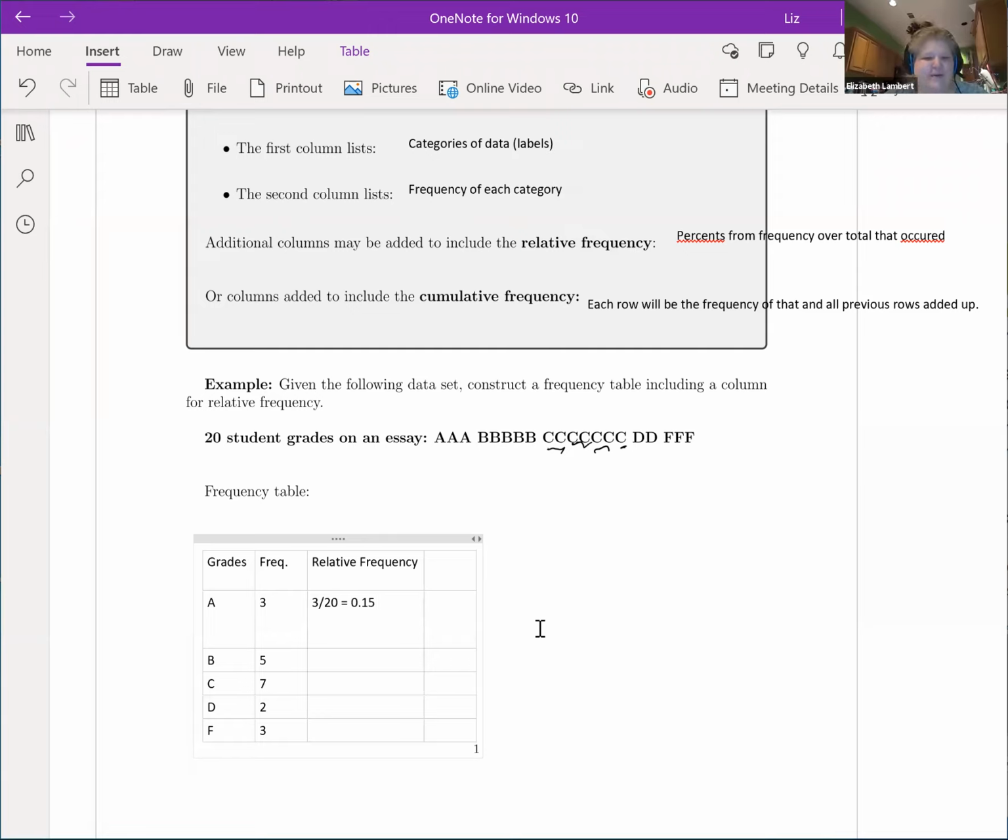I love Microsoft. Most of the time I don't, but right now I'm like, yay, it did the math for me. All right, and then we are going to write that as 15%. Now this one is 5 out of 20, which is a quarter. So 0.25, so 25%. And then 7 out of 20. So this one is 35%.